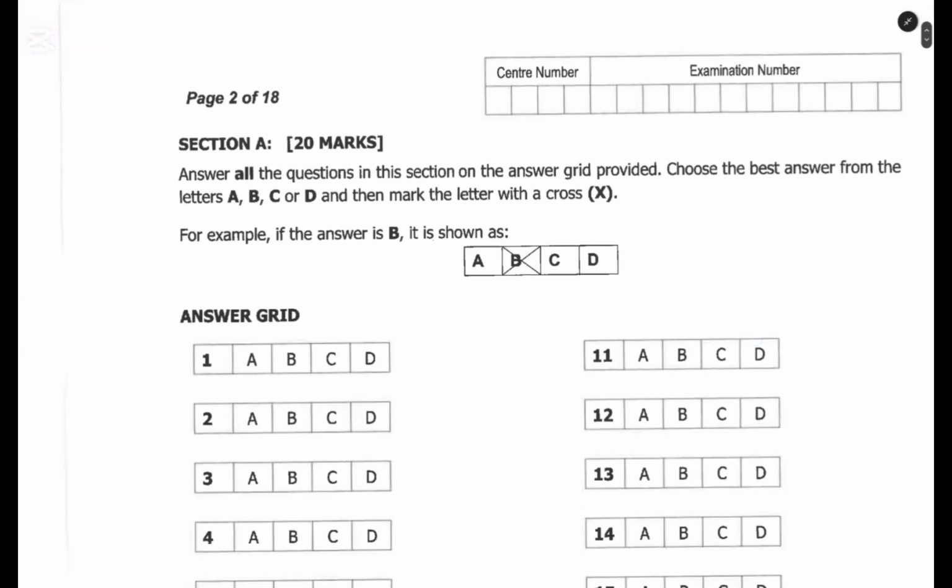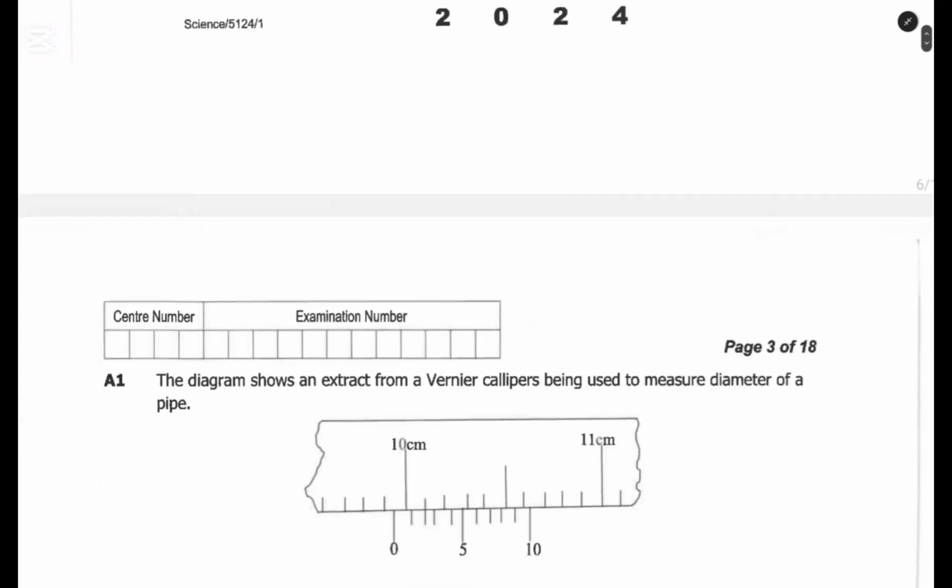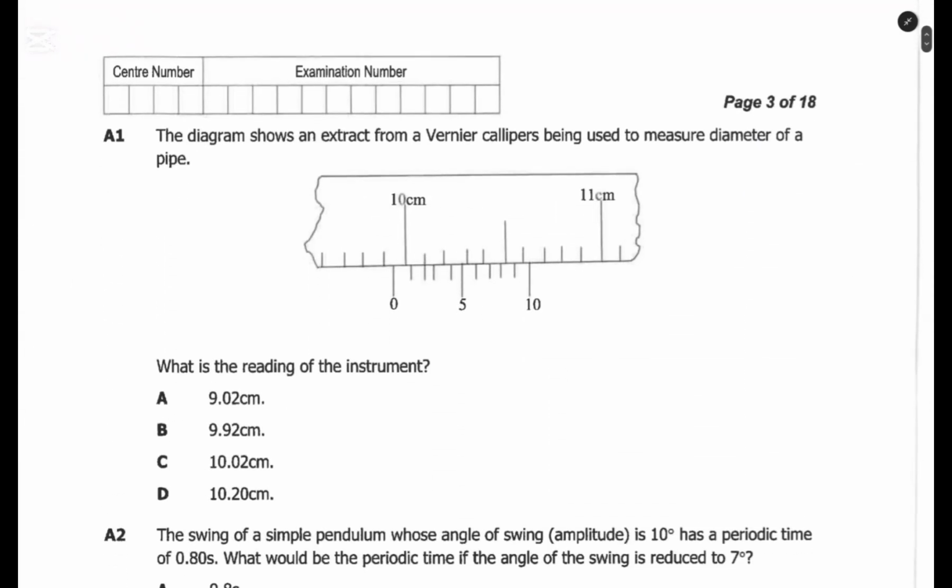The multiple choice first section is 20 marks, and you need to choose the answers. So the first question was this one. The diagram shows an extract from a vernier calipers being used to measure the diameter of a pipe. What is the reading of the instrument?